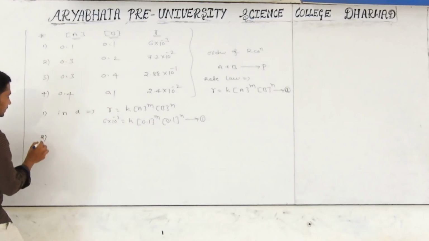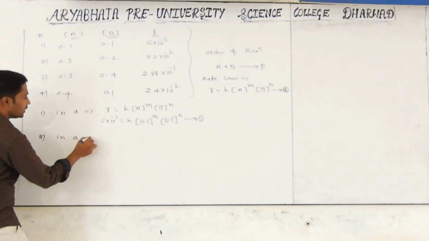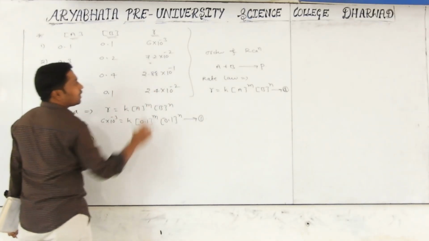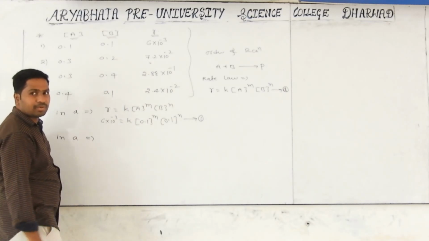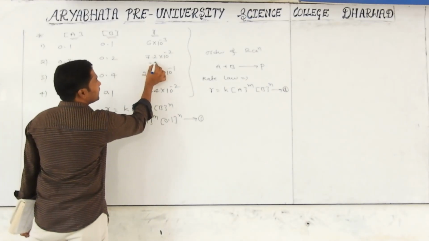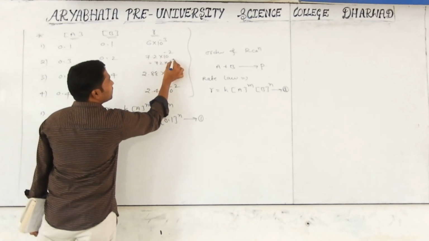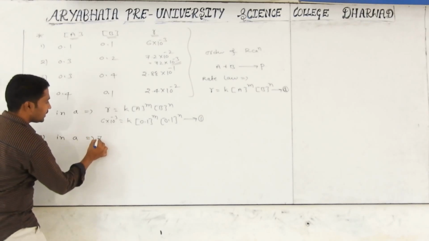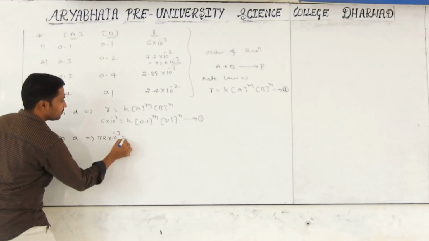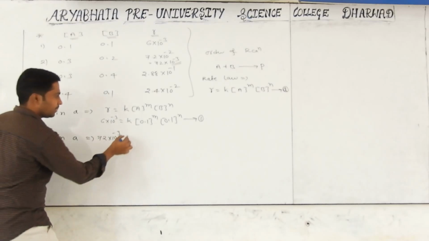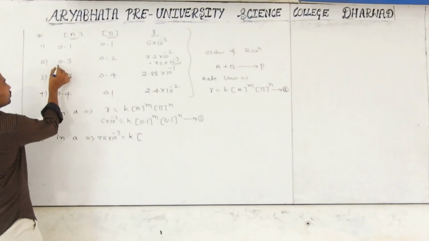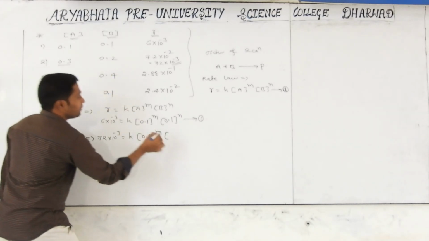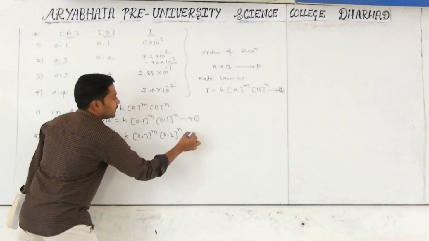Second case. Write the second information in equation A. Then what is coming up? Can you write it easily? 7.2 I am making as 10 power minus 3. Is there any problem? Okay, you do it. 72 is nothing but 10 to the power of minus 3. So then we can write 72 into 10 to the power of minus 3, because for easy calculation purpose I did that. K into, for the second case, the concentration of A 0.3 whole power m, and the concentration of B 0.2 whole power n. Equation number 2.